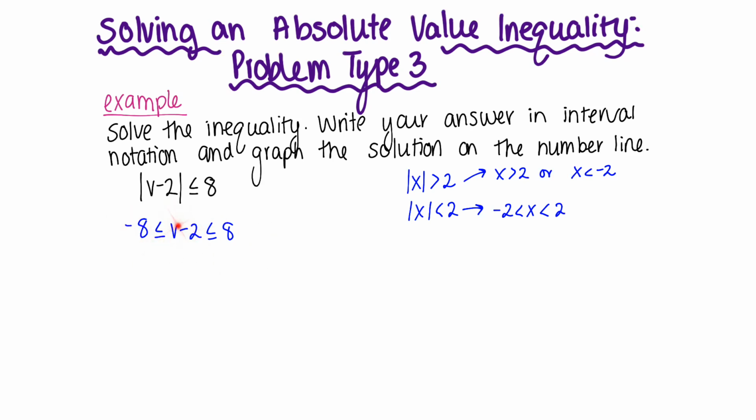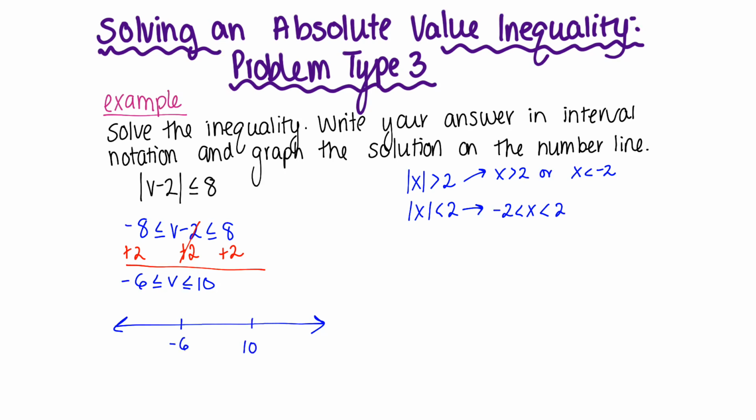If you do something to one side, you'll do it to all sides. So to get rid of this 2 here, I have to add 2 in all 3 places, and that will cancel these 2's, so I can get the v all alone. So I have negative 6 is less than or equal to v is less than or equal to 10. If it's sandwiched, that means that you are filling in the middle portion. So I have negative 6, positive 10.